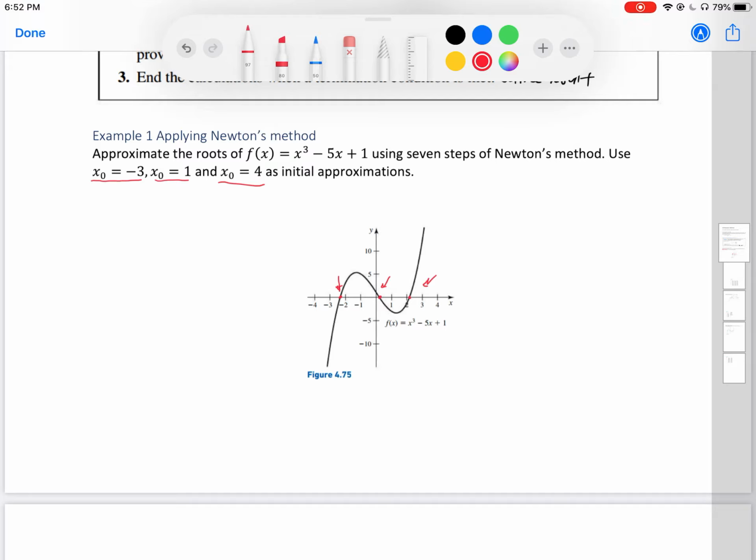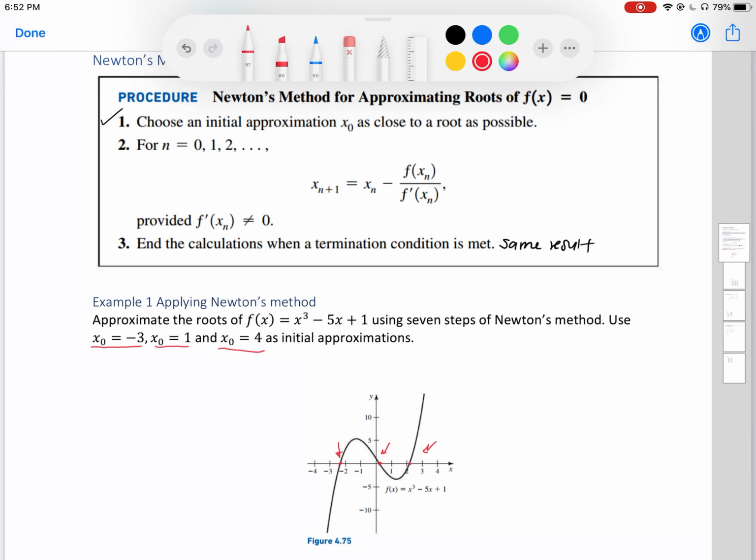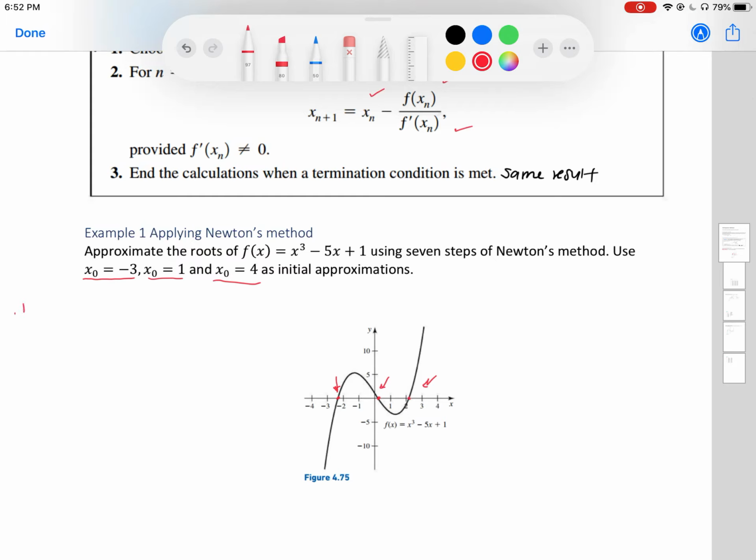Okay, so let's go ahead and list out these steps. As we look at our formula, we see we need some value x n, our original function, and the derivative. So let's begin by finding our derivative. Find f prime of x. So our derivative f prime of x is equal to 3x squared minus 5, and that comes from our function f. I made a mistake already, just 5, not 5x. Okay.